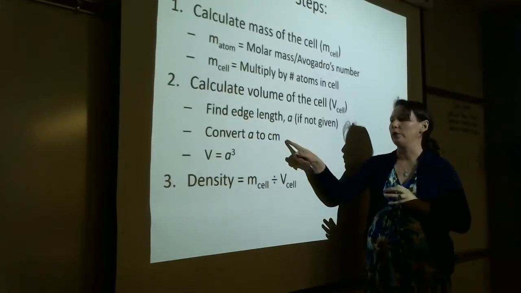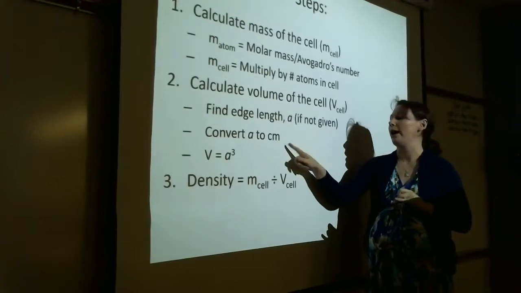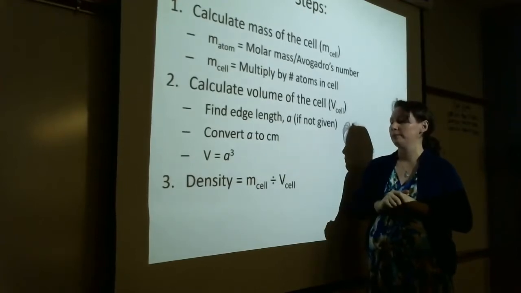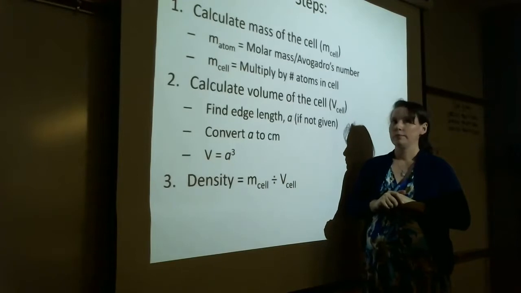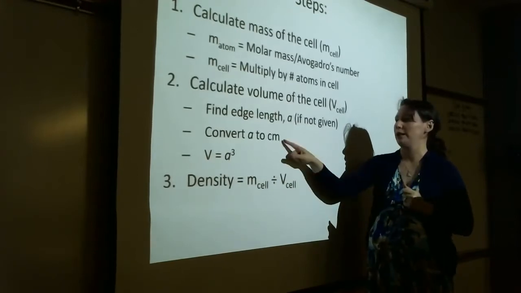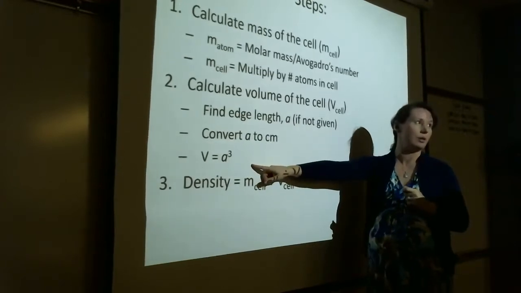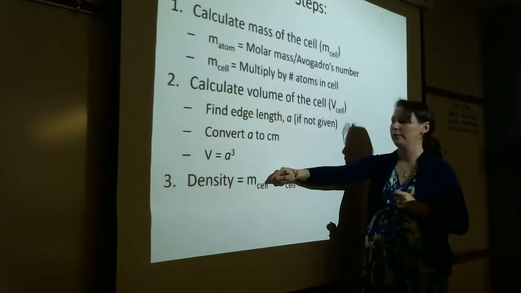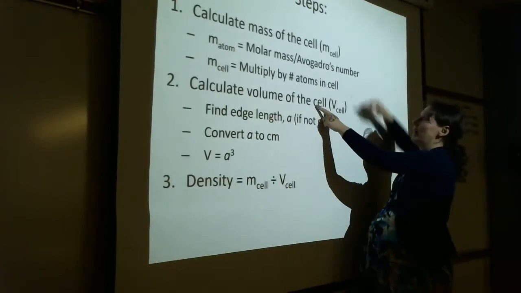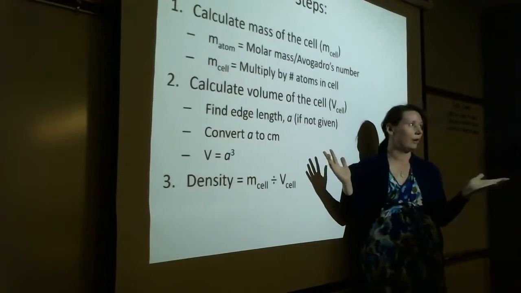Why would you want to convert it into centimeters? There's a very specific reason: grams per milliliter, grams per centimeter cubed. That's why you convert to centimeters, and then cube it, because centimeter cubed is milliliters. That's a volume. Once you've got the mass and the volume, you just divide them, and you've got the density. You're off to the races.